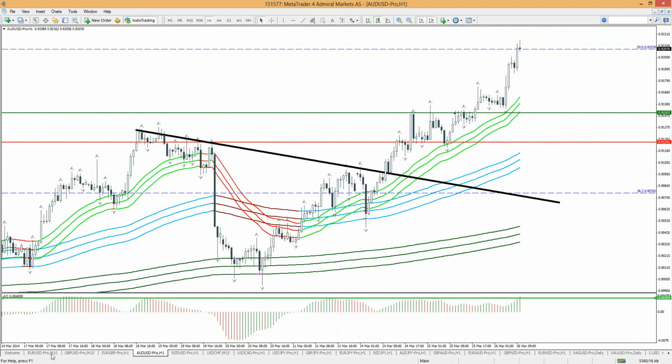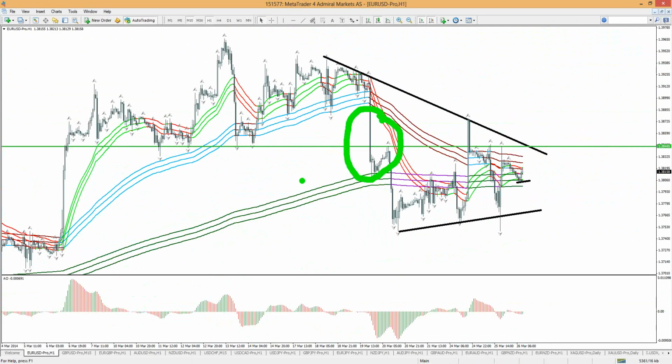As I said, look at the euro dollar, for instance. I had a very nice example here this fall. I mean, that was a nice, sweet one. It wasn't a news event triggered one, but still, you get my point.